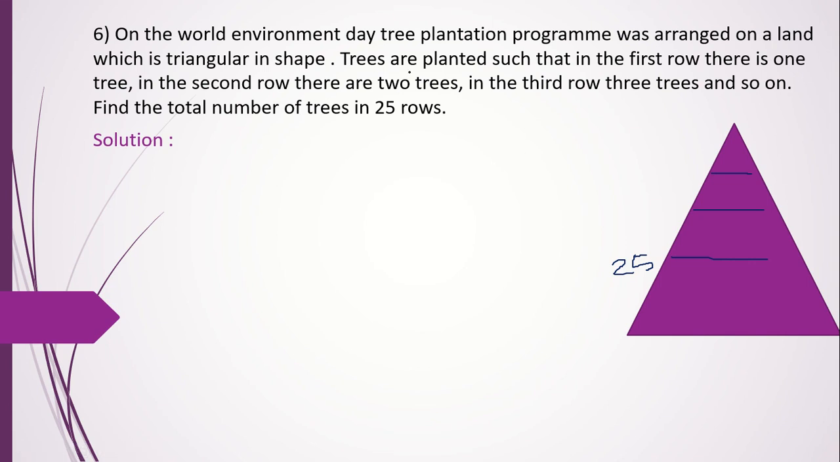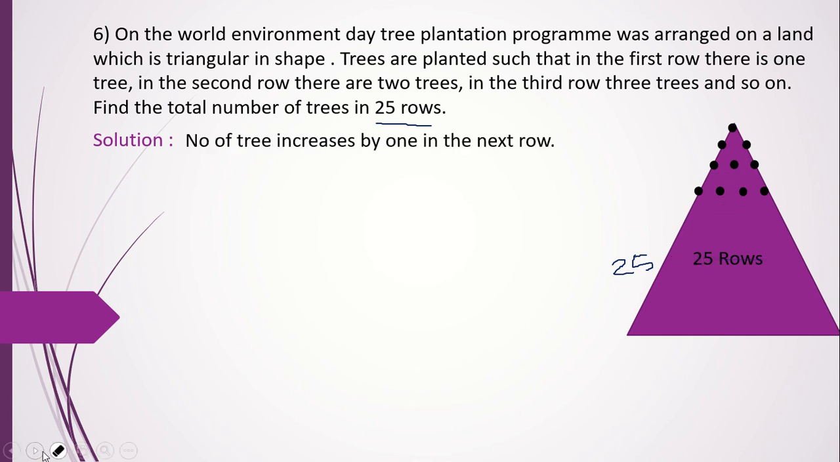Trees are planted such that in the first row there is only one tree, in the second row there are 2 trees, then in the third row there are 3 trees and so on, and like that there are 25 rows. So we have to find the total number of trees in the 25 rows. This is quite simple. S25 we have to find, that's it. We have to go on for 25 rows.